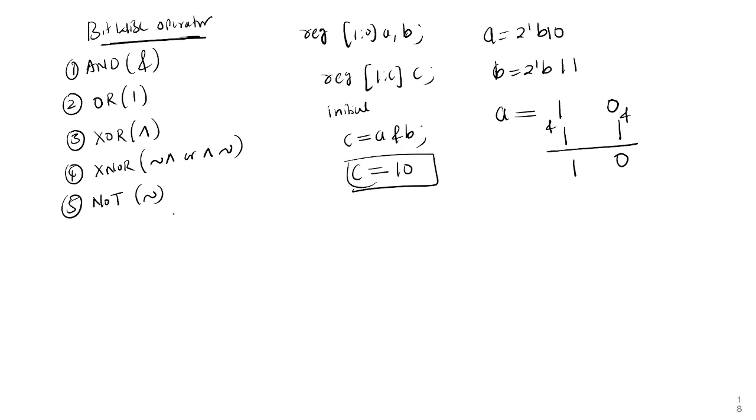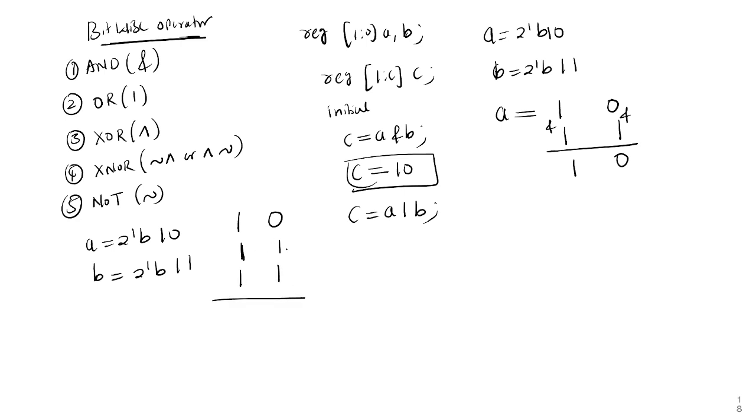Okay, bitwise, same values I will take. So A equal to 2'b10, and B equal to 2'b11. Okay, if it is bitwise OR operation, so what I will do? C equal to A bitwise OR B. This is a bitwise OR operator. Okay, so bitwise OR operator means 1 0, it will do the OR operation. Bitwise OR operation it will do. Okay, so 0 OR 1 means what? 1, and 1 OR 1 is equal to 1. So at last you will get C equal to 11 you will get.